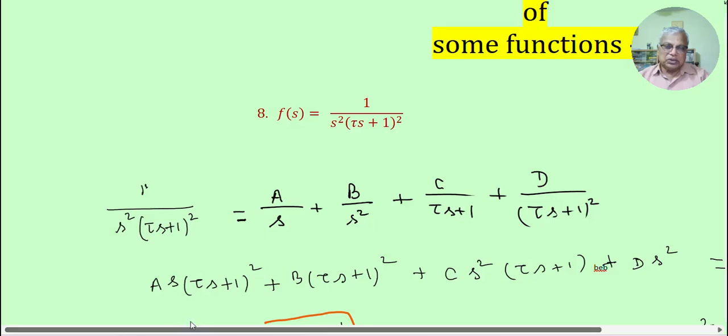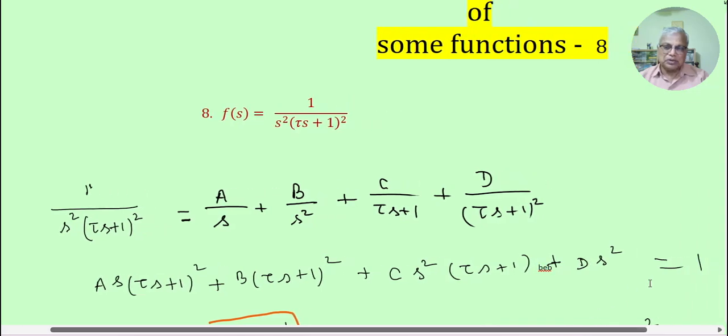So if you multiply throughout by the LCM, s square into (tau s plus 1) whole square, you get A s into (tau s plus 1) whole square plus B into (tau s plus 1) whole square plus C into s square into (tau s plus 1) plus D s square equal to 1 on this side.